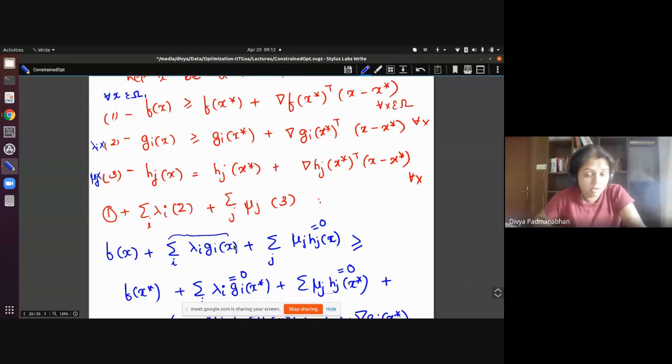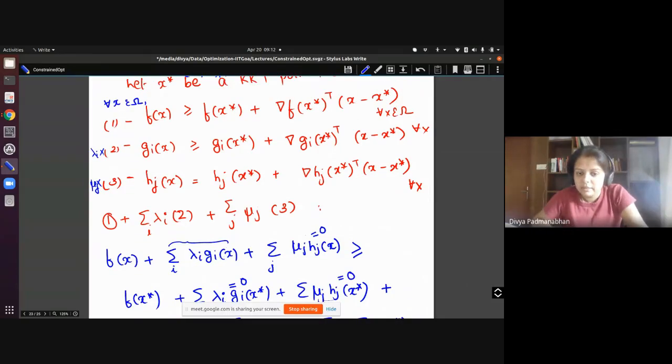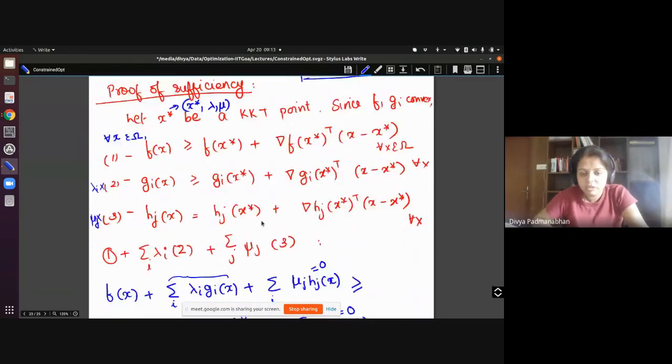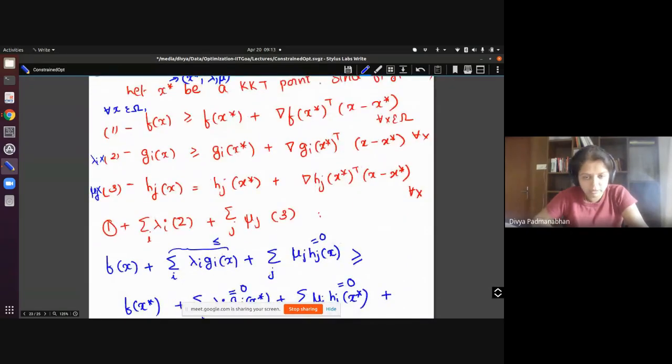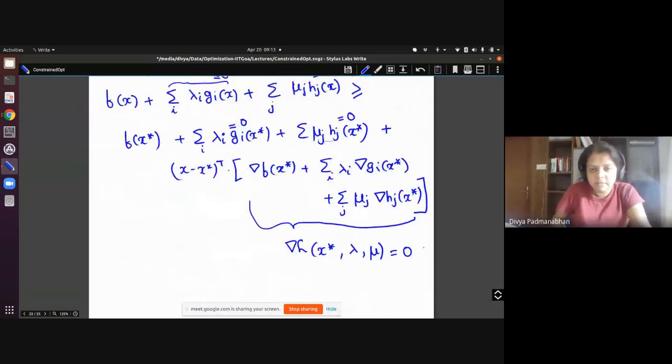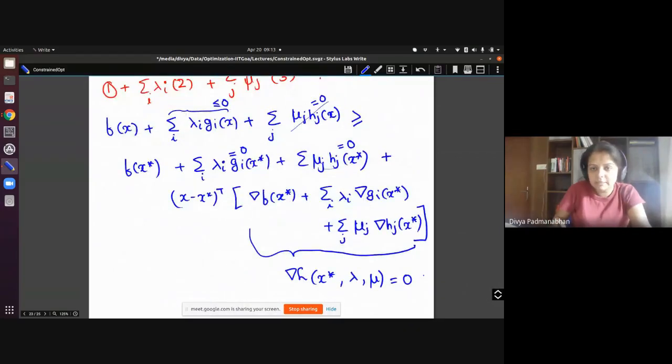So lambdas are greater than or equal to 0, sorry. And g's are less than or equal to 0. So this whole term is less than or equal to 0. So what you have is, let me just write it here. All these terms, this gets cancelled, this gets cancelled, this gets cancelled, and this whole term goes off.